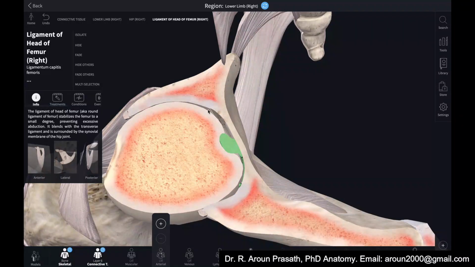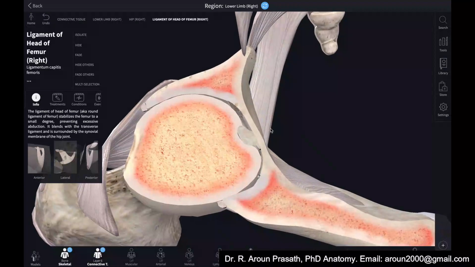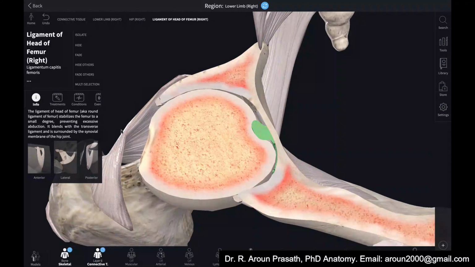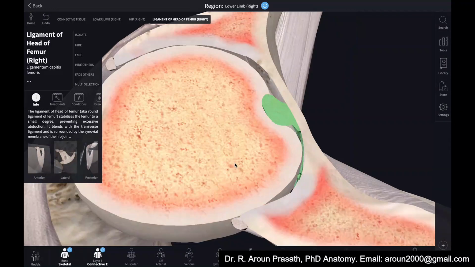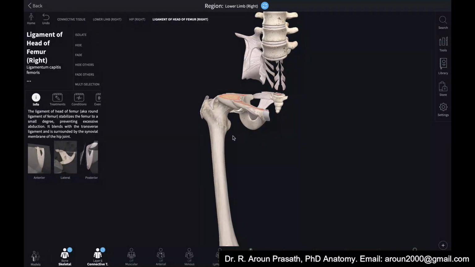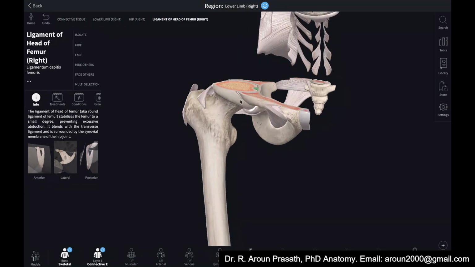Encroachment of this ligament leads to avascular necrosis of the tip of the head of the femur. Apart from this there are a lot of ligaments and the joint capsule, and the strongest ligament is the iliofemoral ligament, that is attached to the femur. That I will teach in the joints. Just focus on the osteology part alone.